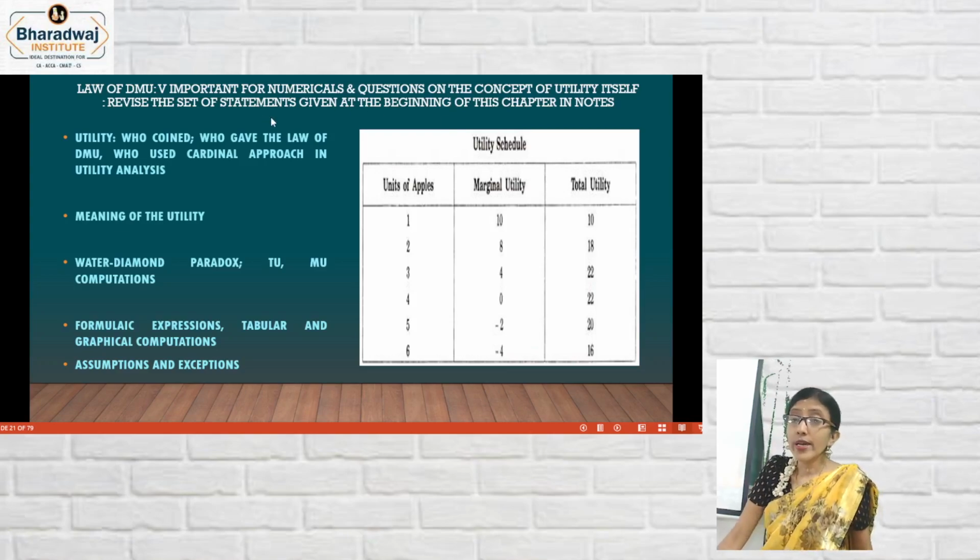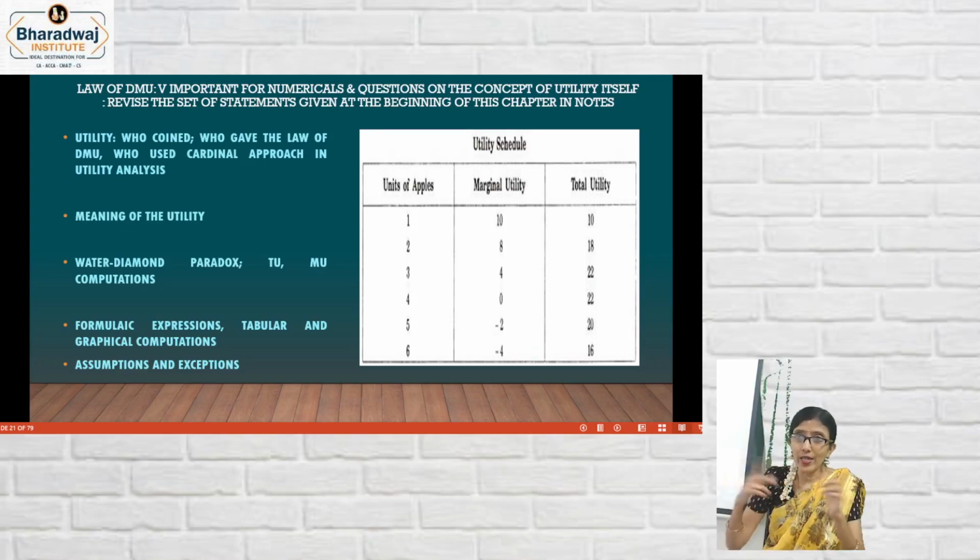Now, take down the next chapter. Lesson 2, Law of DMU. Please look at what is given in the heading. Very important for numericals. My dear students, are you going to note this or not? Very important for numericals. Calculate MU, calculate TU. Calculate MU, calculate TU is a question. Okay, and on the concept of utility.